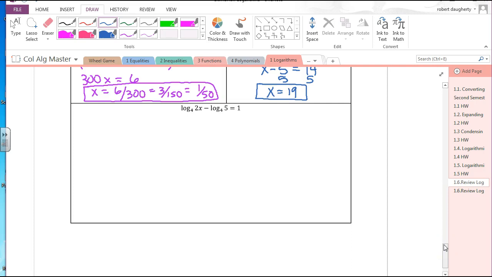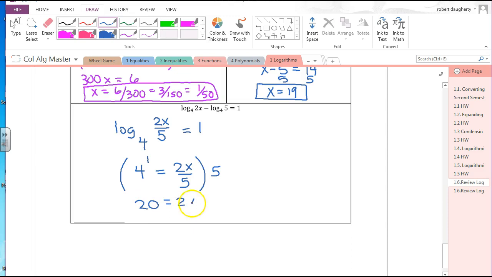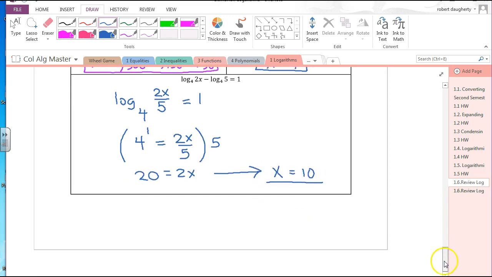convert to exponential. So here I've got the log base 4 using my quotient rule. So that's the log base 4 of 2x over 5 equals 1. Now let's convert to exponential. This means that 4 to the 1 equals 2x over 5. I multiply everything by 5. I get 20 equals 2x. Therefore, x equals 10. Okay? That should be it for the review.